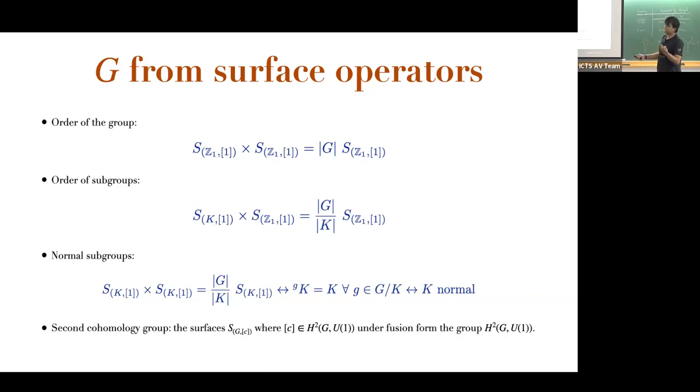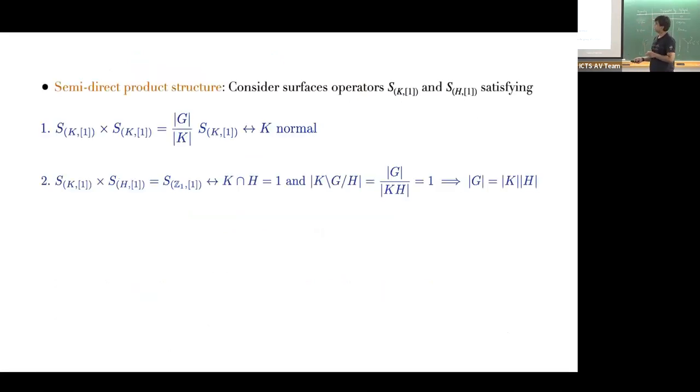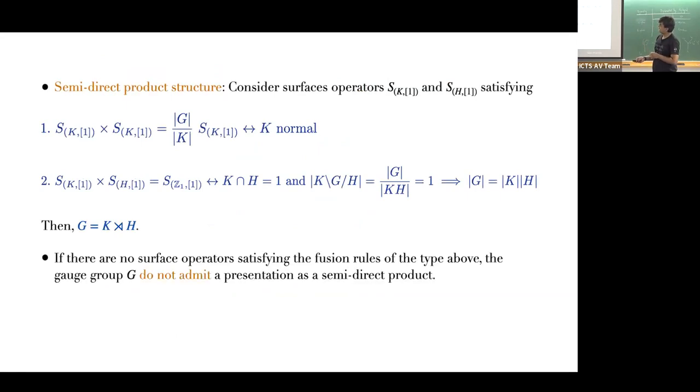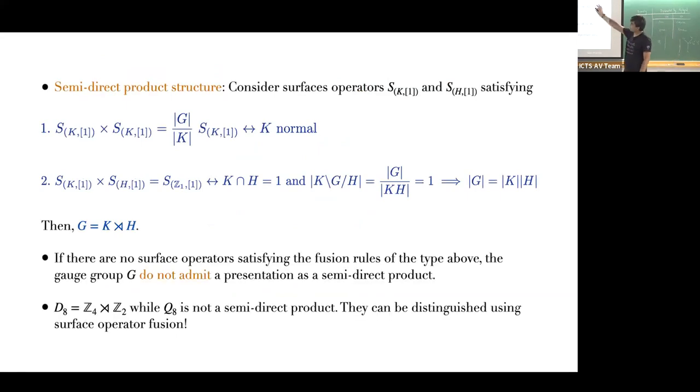And also you can find the second cohomology group of the group. So there are many, many properties of the group that you cannot find from the character table that you can find from these. One thing that I want to highlight is that this surface operator fusion can actually distinguish between when a group is a direct product, semi-direct product, or an extension, which is again something that you cannot do from the character table. And that is precisely why you can distinguish between D8 and Q8, the examples that we started with, using surfaces, but you cannot distinguish them at the level of character tables. So this is why surfaces know more.